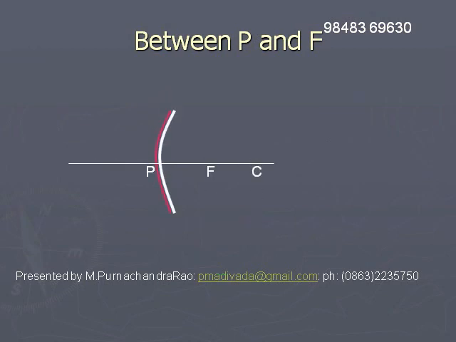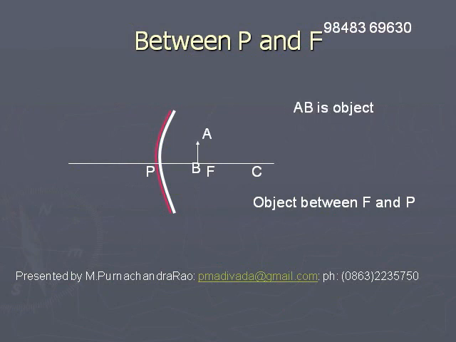The object is between F and P. Here, one ray is incident at P, so it is reflected such that i is equal to r, and PN is the reflected ray and it is produced backwards. The other ray is passing through the center of curvature C. It is incident at E and retraces its path, and this reflected ray is produced backwards.